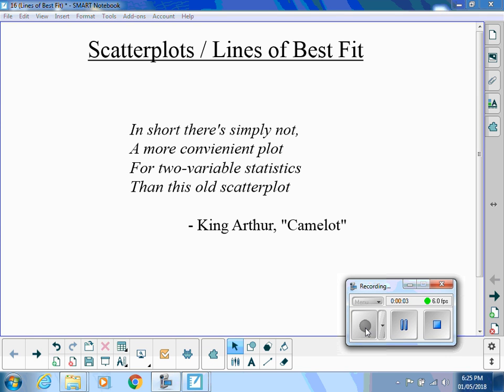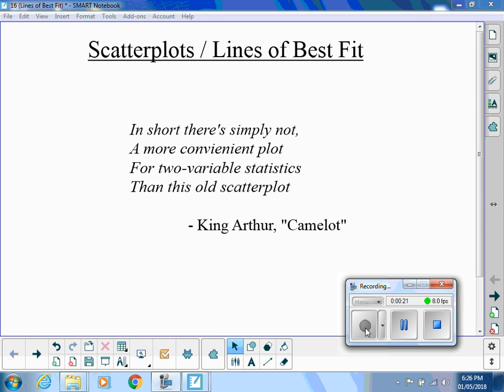In short, there's simply not a more convenient plot for two variable statistics than this old scatter plot. That was brought to you by King Arthur, the musical Camelot.